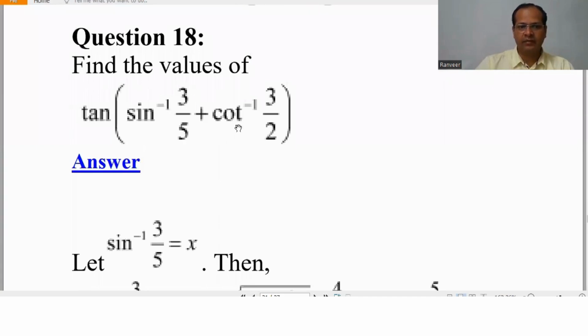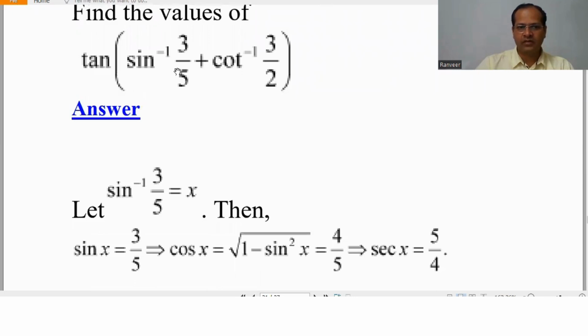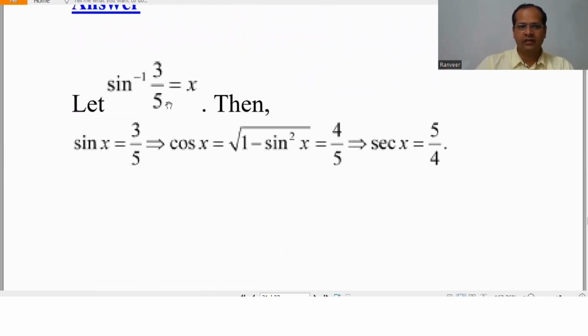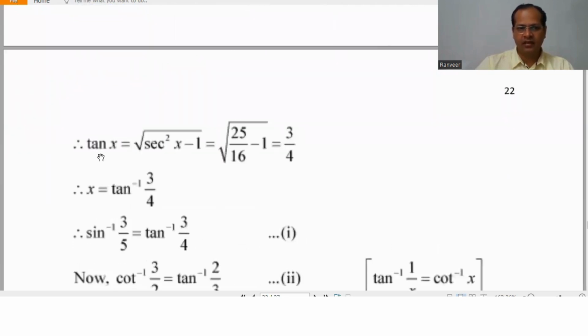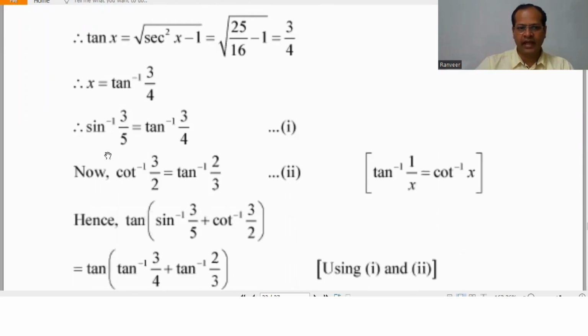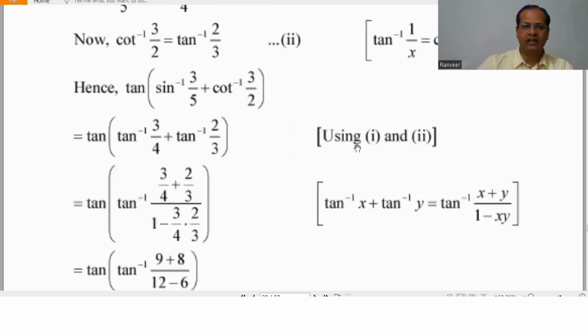Find tan of sine inverse 3 by 5 plus cot inverse 3 by 2. First of all, we have to bring it into the same formula format. Sine inverse 3 by 5 we have to convert into tan: with x equal to 3 by 4, it is tan inverse 3 by 4. So sine inverse 3 by 5 is equal to tan inverse 3 by 4. Similarly, cot inverse 3 by 2 we can write as tan inverse 2 by 3. So the above value we can write in terms of tan. This is the advantage: any inverse trigonometric value we can convert into the other trigonometric ratio.